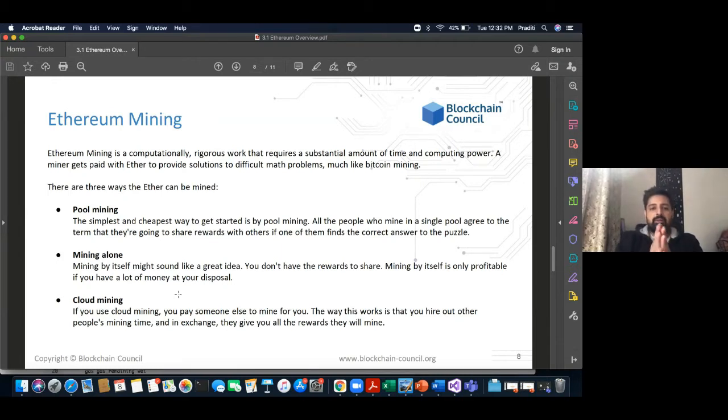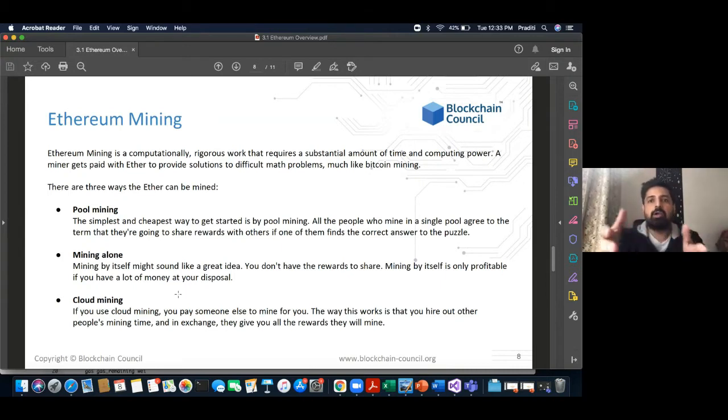The simplest and the cheapest way to get started is by pool mining. All the people who mine in a single pool agree to the term that they're going to share the rewards with others if one of them finds the correct answer to the puzzle. That's pool mining.